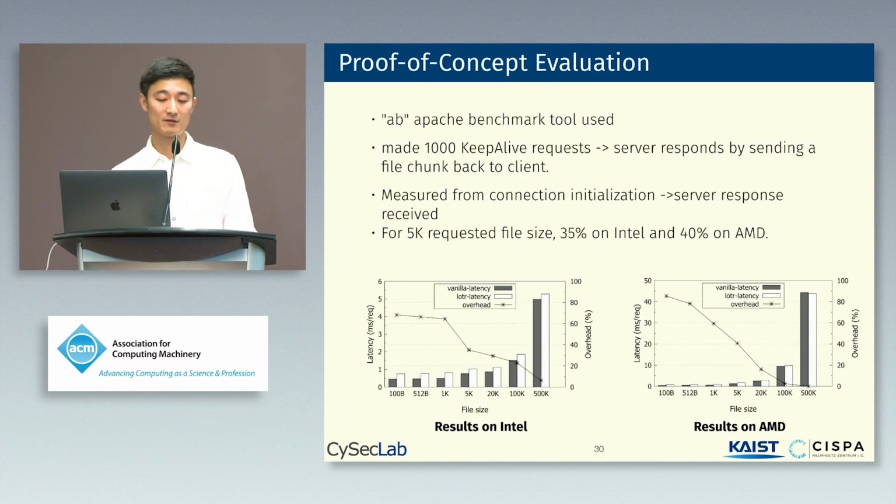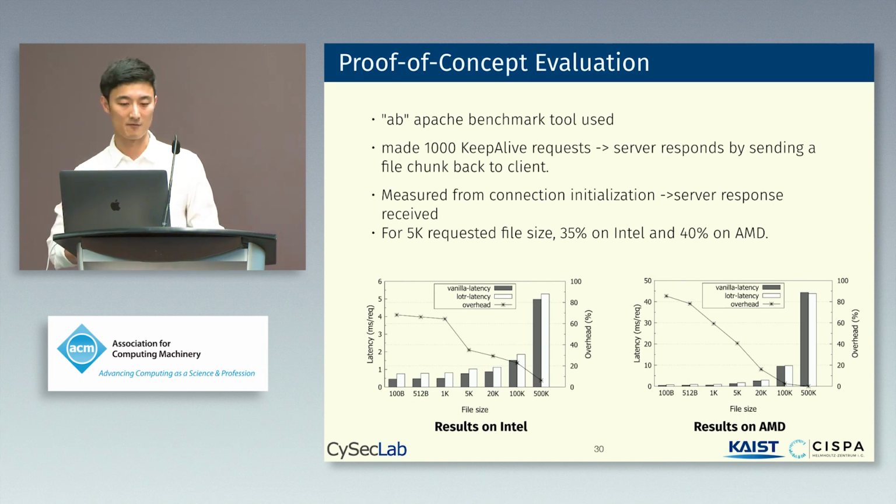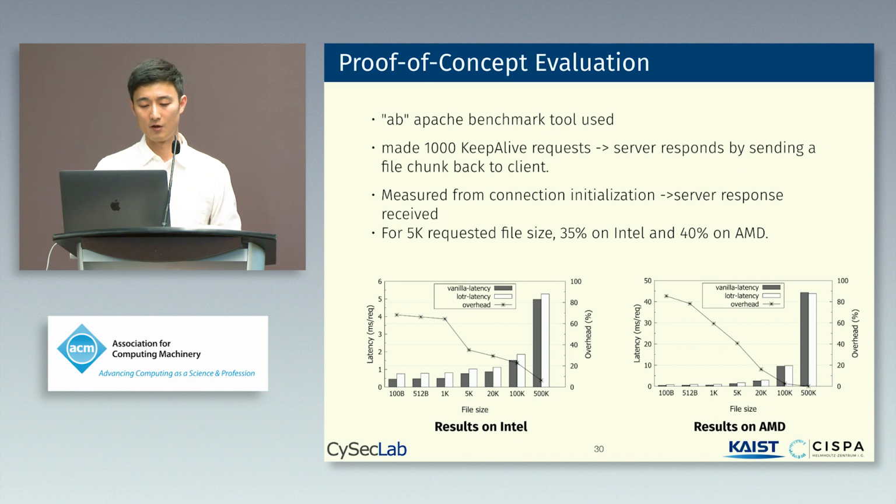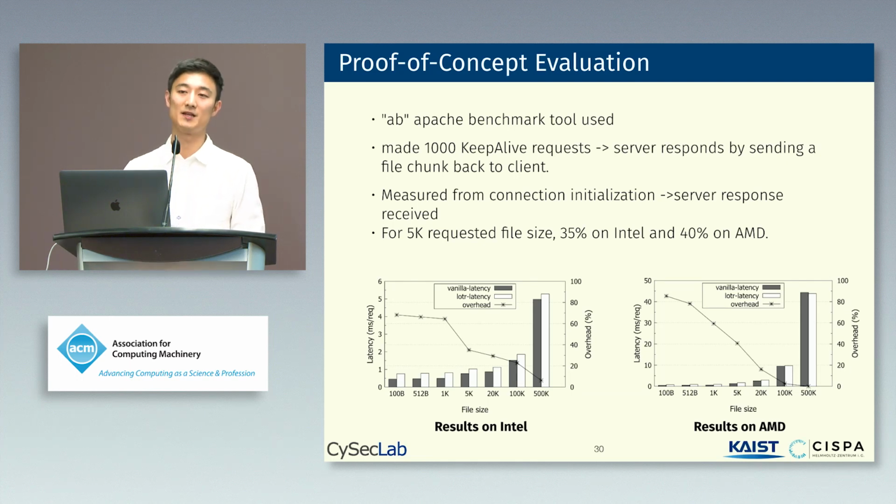And we also evaluated the performance aspect of this POC. So we benchmarked the LOTR x86 enabled web server by measuring the server's response time to keep-alive requests. When the client sends a request, the server replies by sending a chunk of a file. And we also varied the size of the file. The overhead for the 5K size of a file was measured to be about 35% on Intel and 40% on AMD. But as the size of the file increases, the performance overhead induced by Privcalls becomes relatively negligible, as you can see. So this shows that our architecture can be readily adapted to performance-sensitive applications such as web servers.